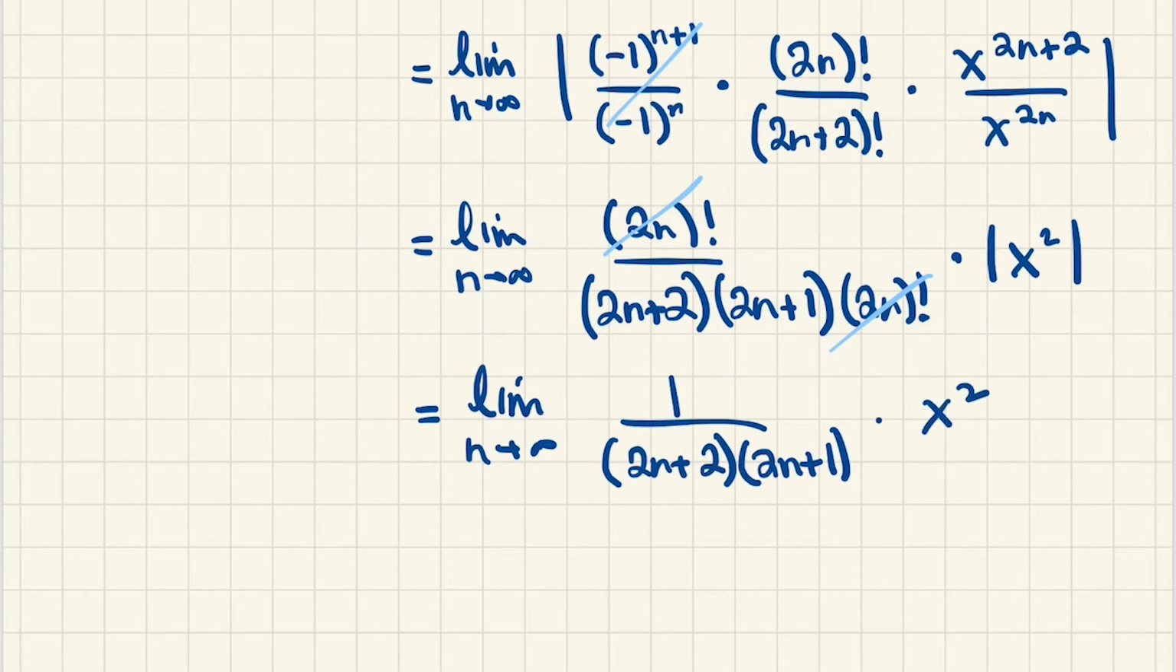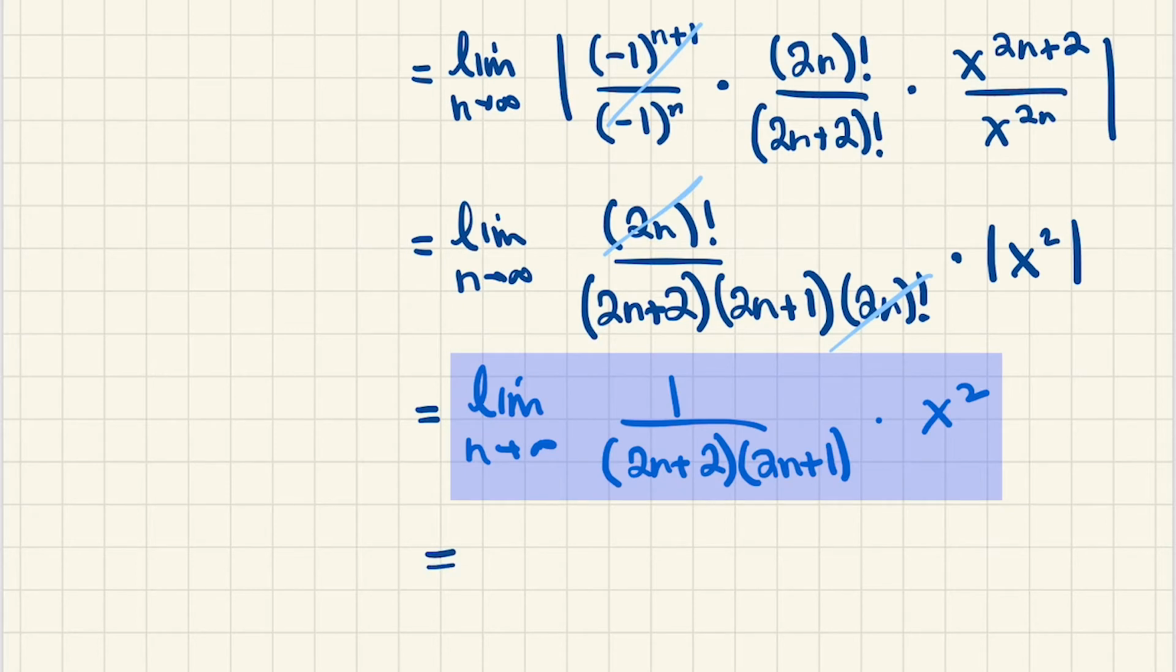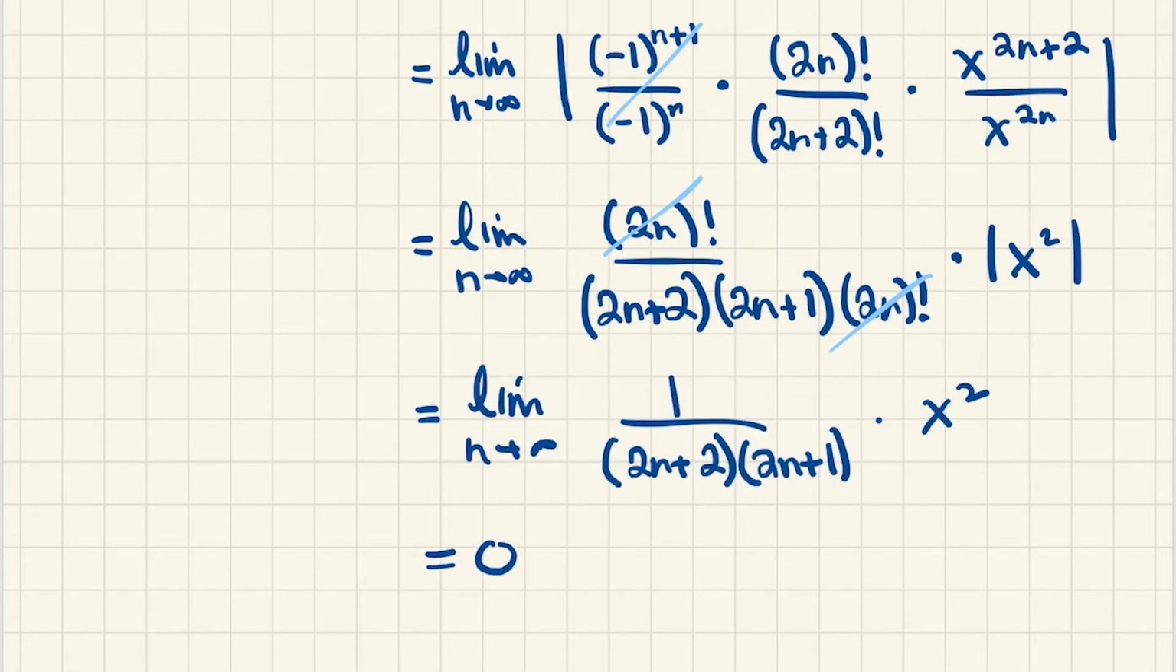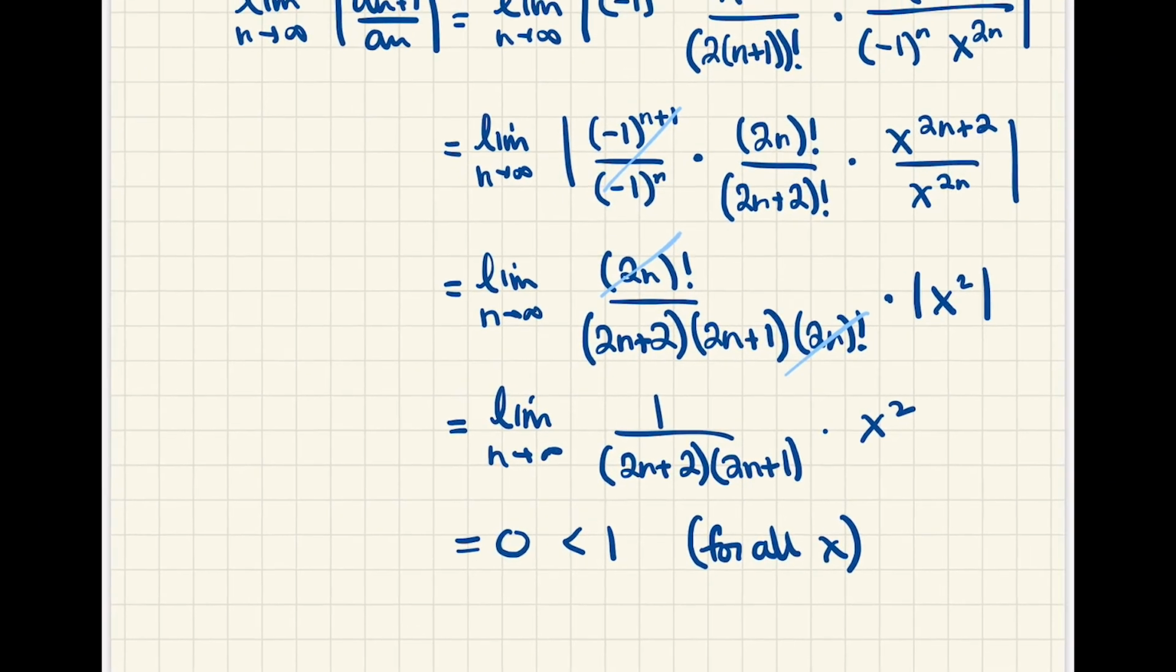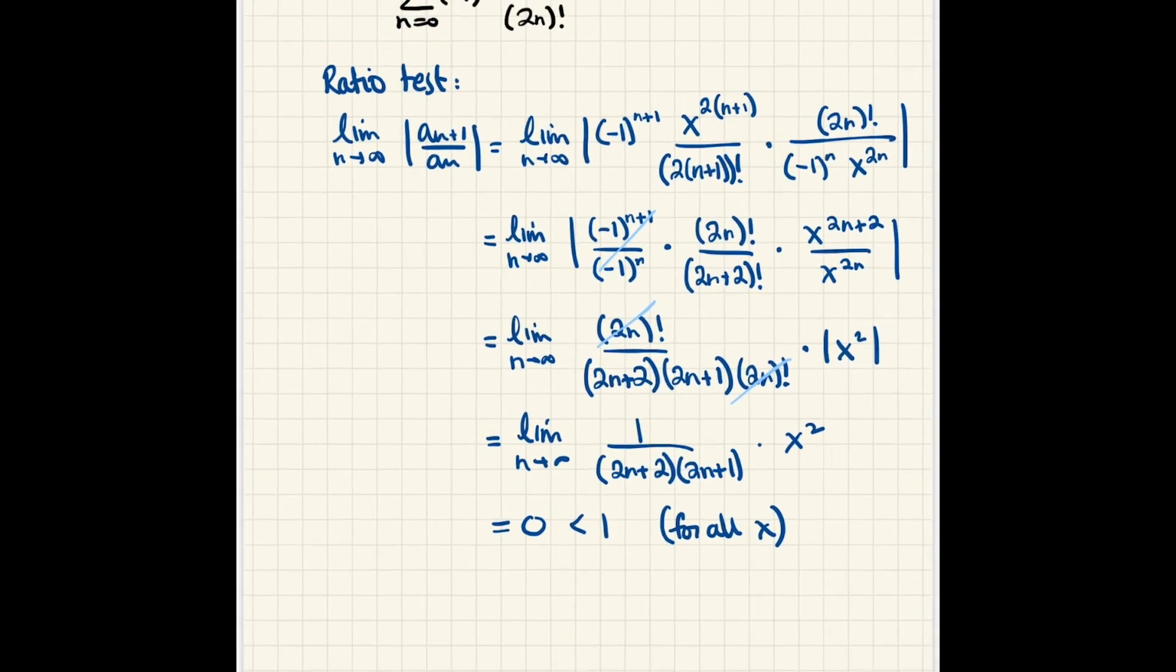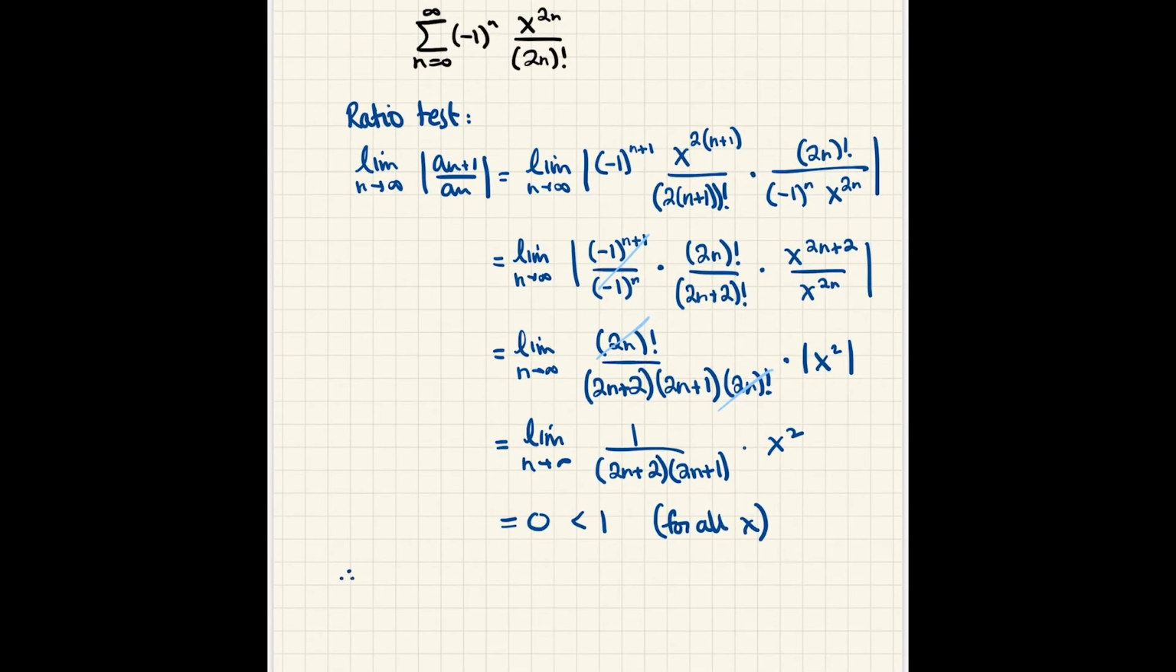All right, well, for any finite number x that you would plug into this series, as you take n to infinity, you're going to get 0 out of this limit. So this is a situation where we get 0 for all values of x. Now 0 is less than 1, of course, for all x, right? So this means that the interval of convergence is all real numbers. This is the best case scenario with a power series. And in this case, we would also say that the radius of convergence is infinity.